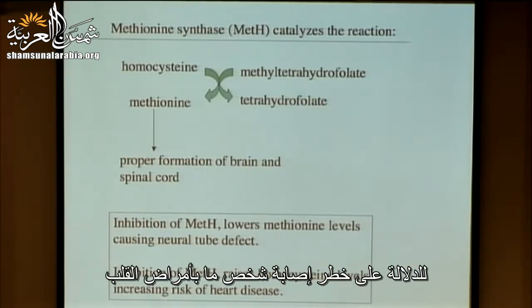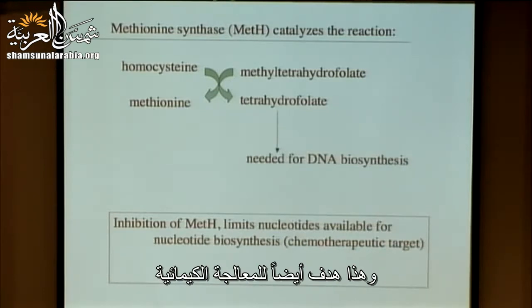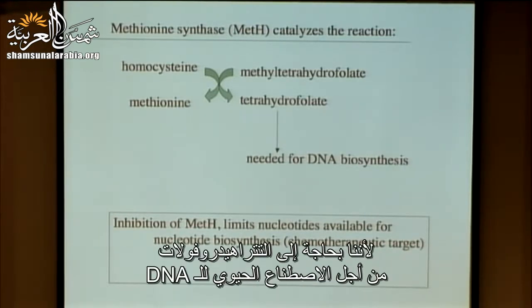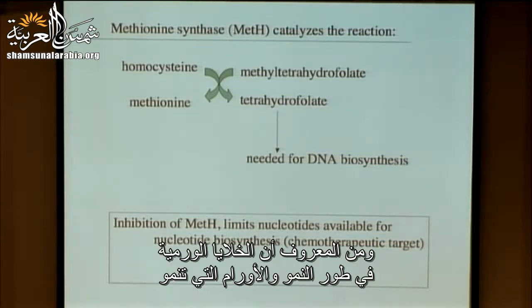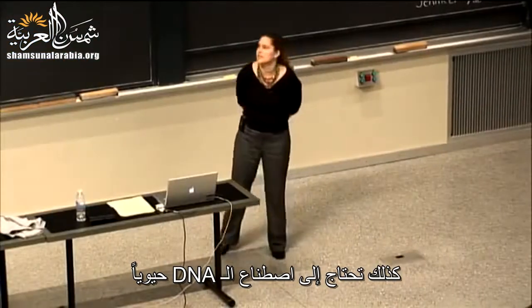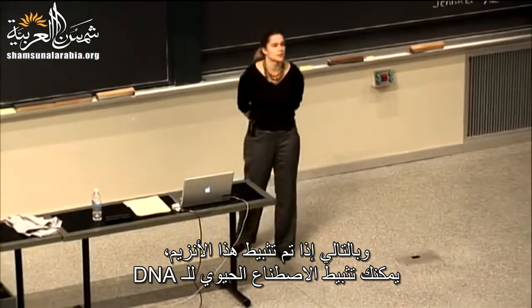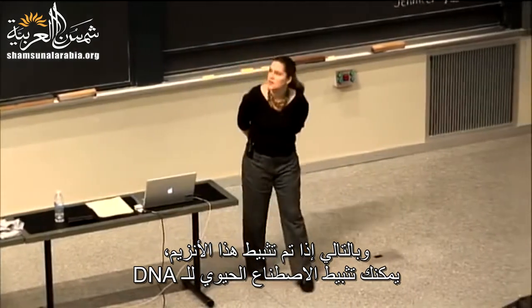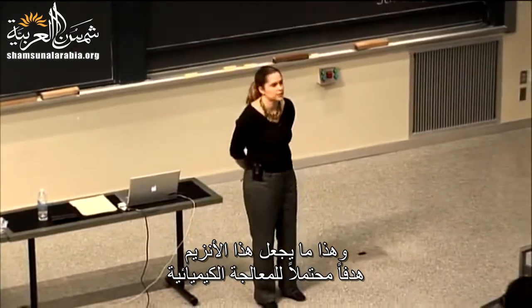High homocysteine levels are actually a really good indicator of whether someone's going to have heart trouble or not. This is also a target for chemotherapy, because you need tetrahydrofolate to do DNA biosynthesis, and tumors that are growing need a lot of DNA biosynthesis. So if you inhibit this enzyme, you can inhibit DNA biosynthesis. So it's a potential chemotherapeutic target.